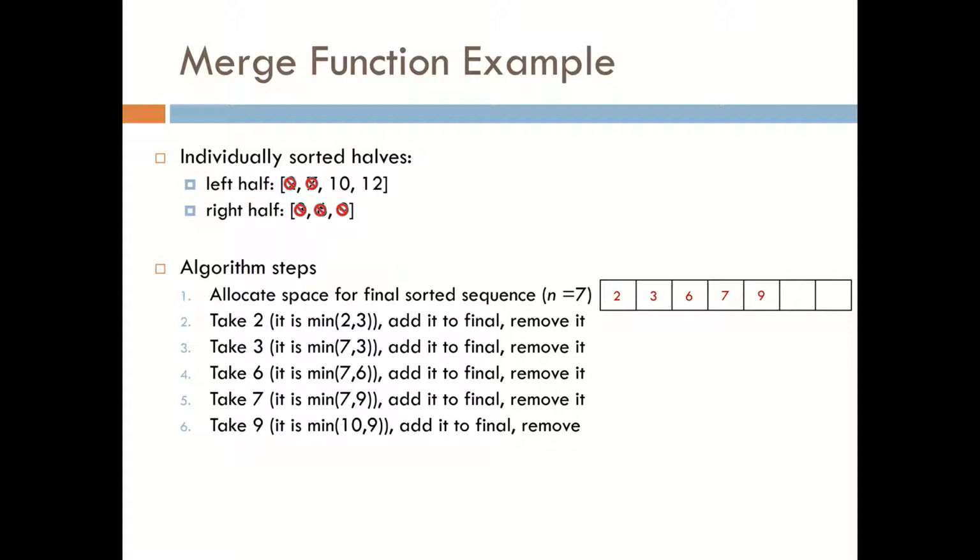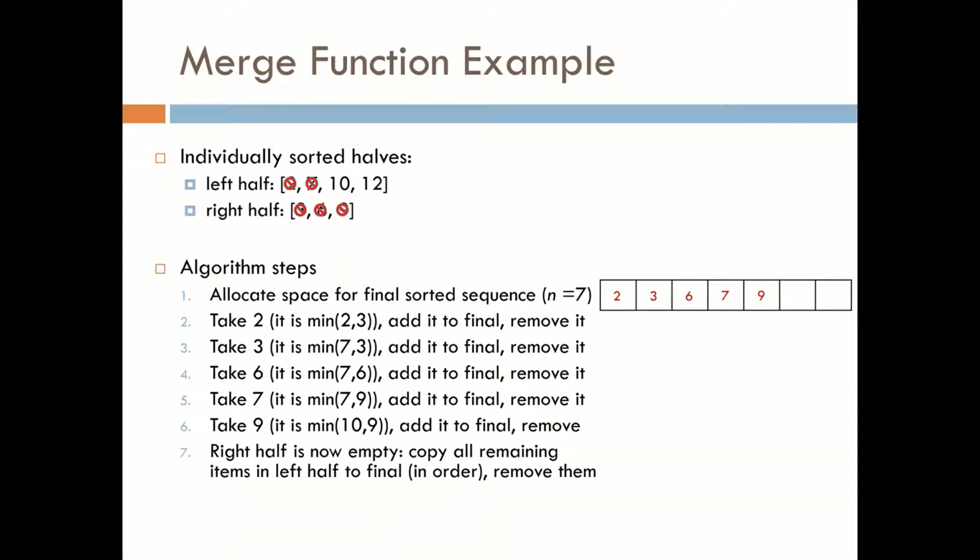You now notice that the right half is empty, okay? So as the algorithm steps in the previous slide mentioned, if any half is empty, then we just want to go ahead and copy the remainder of the non-empty list in order. So we'll copy the 10, removing that from the list, and we'll copy the 12, removing that from the list. In this case, the lists are both empty, and if you look at our final container, it is in fact sorted in ascending order.